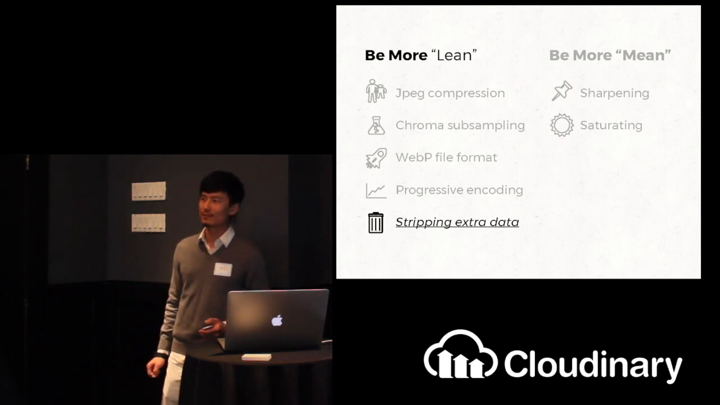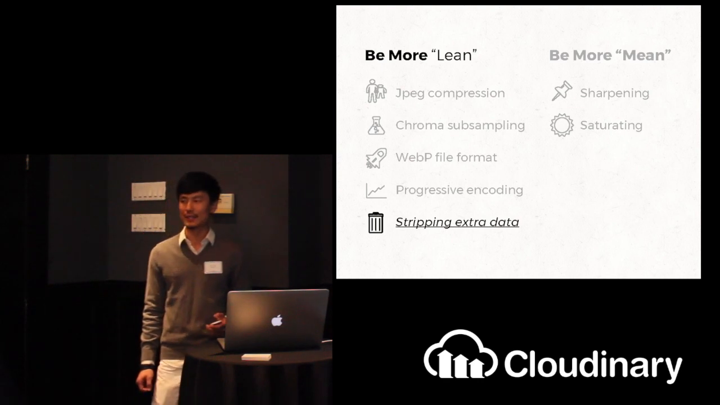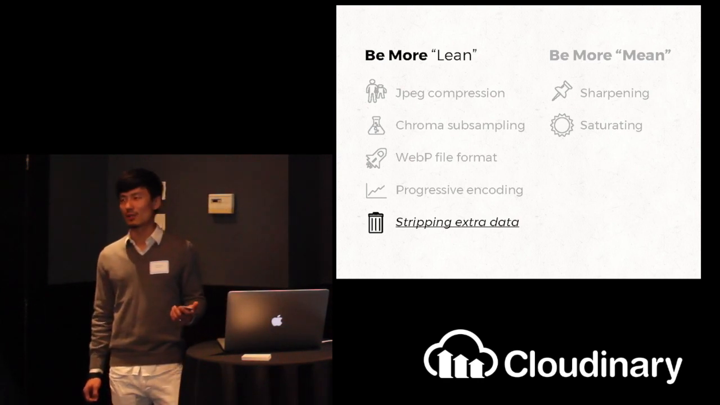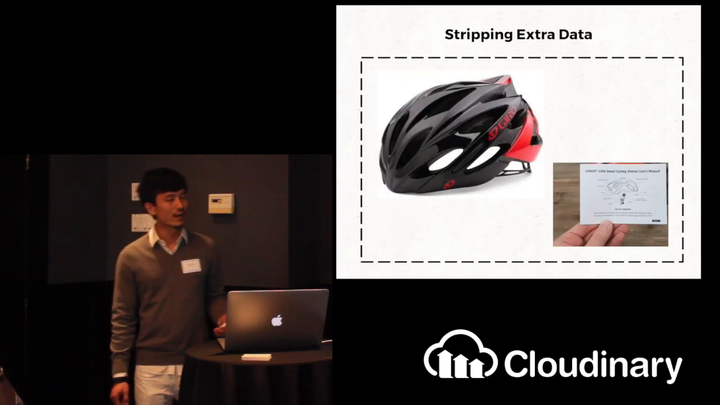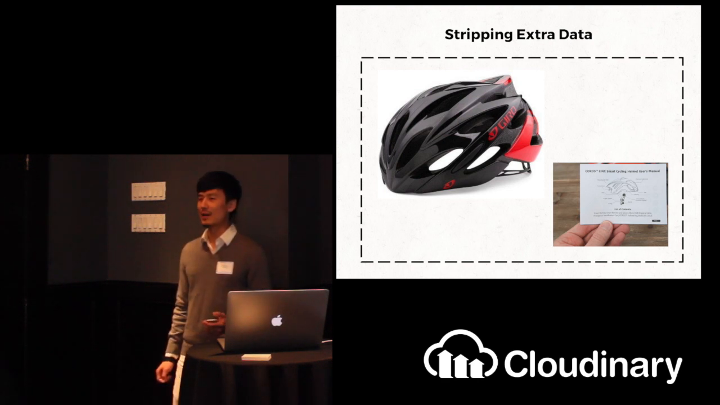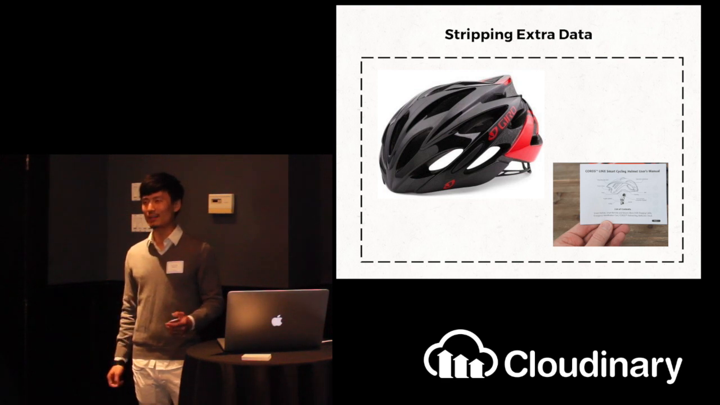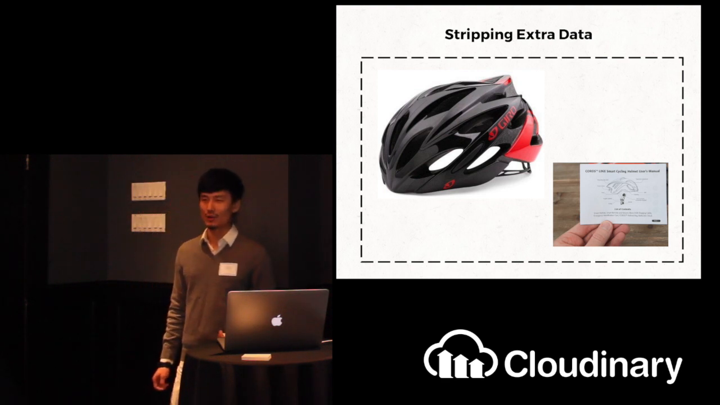At this point, you have already learned the best tricks to make your images lean. The last one doesn't make a huge difference, but it's such low-hanging fruit, we might as well talk about it. The idea is simple. An analogy would be if you were to buy a bike helmet and then proceed to wear it and ride your bike, you're probably not going to carry around the instruction manual and the warranty information with you everywhere you go.